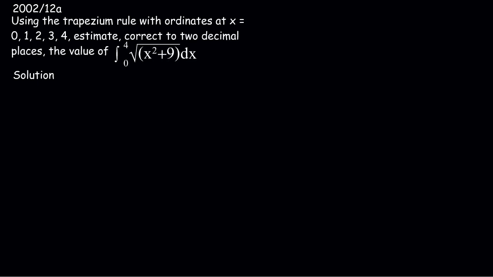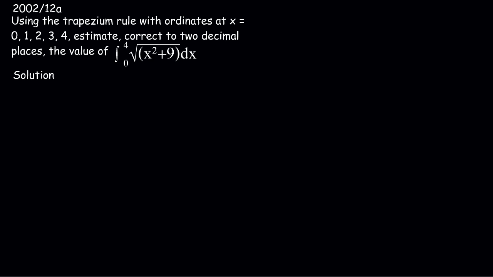We have another question from 2002 that states: using the trapezium rule with ordinates at x equals 0, 1, 2, 3 and 4, estimate, correct to two decimal places, the value of the integral of root in bracket x square plus 9 dx from 4 to 0.